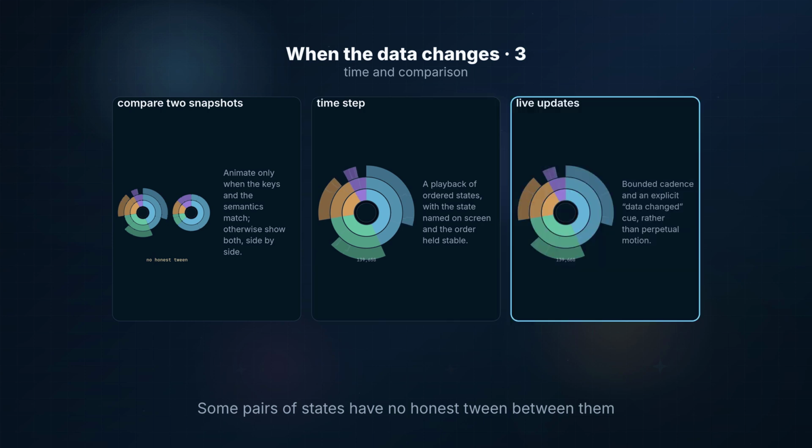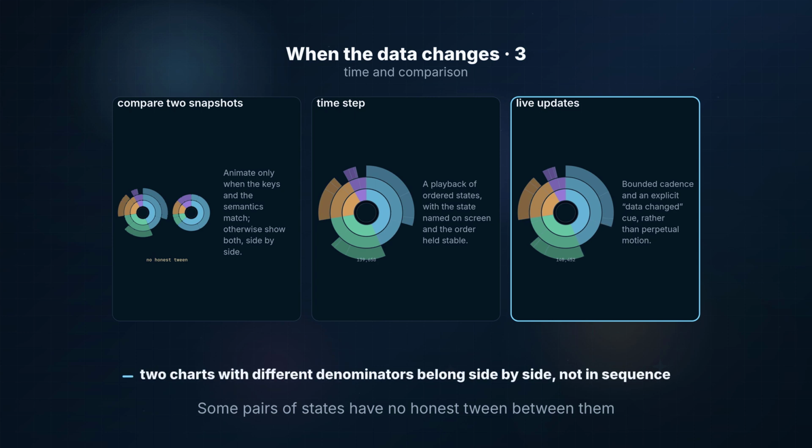There is no honest tween between those, because every intermediate frame would be a mixture of two different wholes. The correct answer is to stop animating and put the two charts side by side, and the cell here says so on screen rather than quietly interpolating anyway.